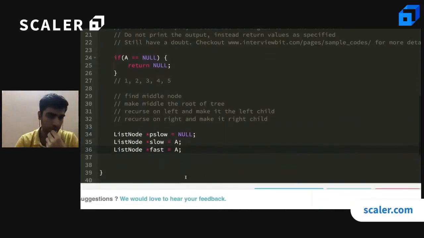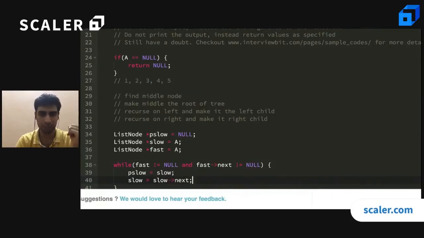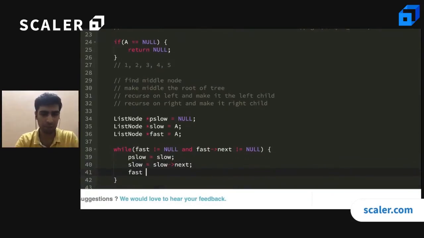as well. Okay. So what I will do is I will do while fast not equal to null and fast next is also not equal to null. Previous slow is equal to slow. Slow is equal to slow next. So the slow pointer always iterates by one position, whereas the fast pointer iterates by two positions. Okay.